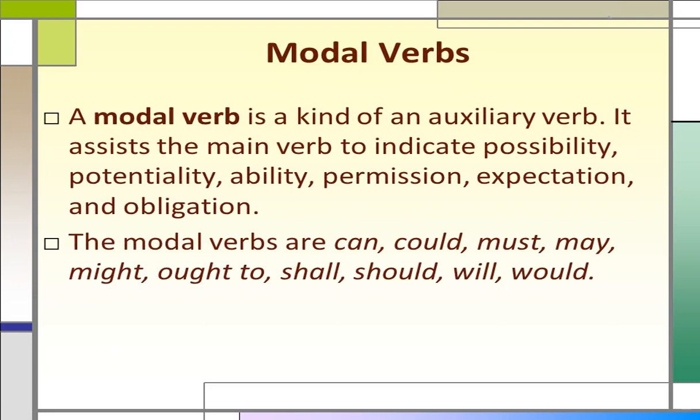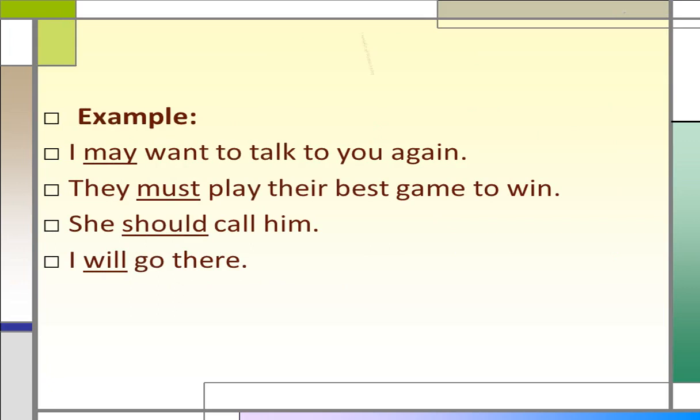Modal verb. A modal verb is a kind of auxiliary verb. It assists the main verb to indicate possibility, potentiality, ability, permission, expectation, and obligation. The modal verbs are can, could, must, may, might, ought to, shall, should, will, would.